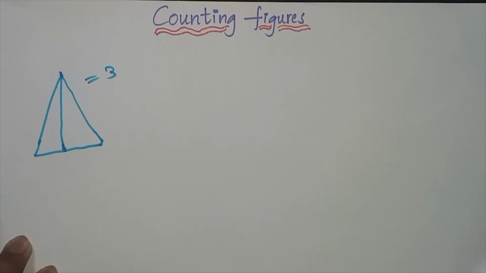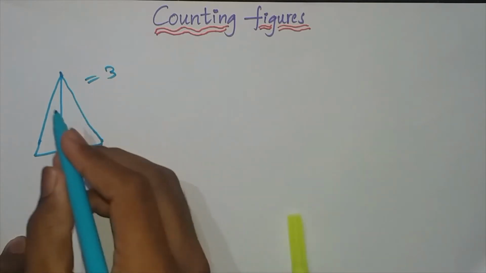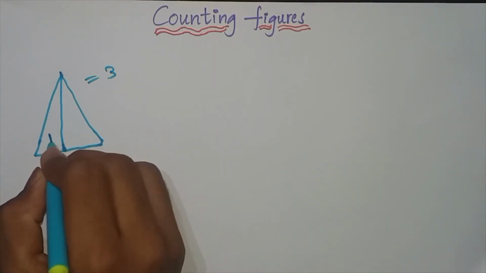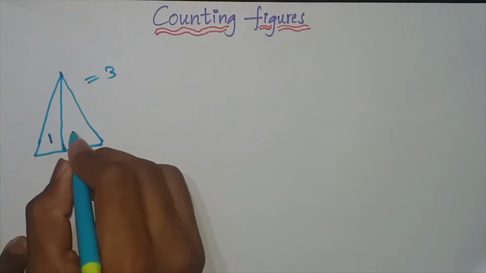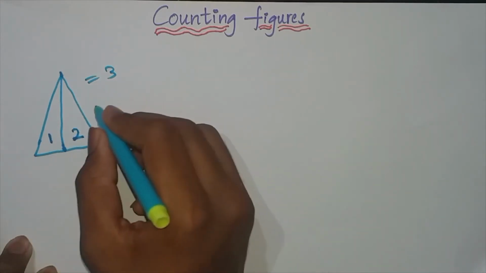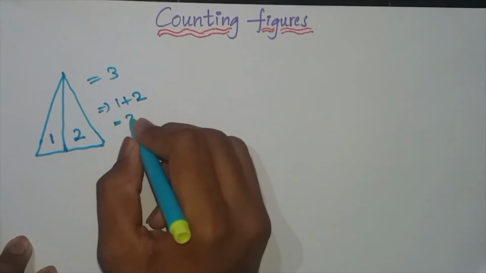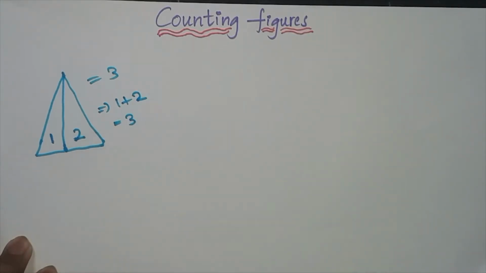For easy questions this is an easy way, but when big questions are given, it will take so much time and we may lose many questions. So when the question is given, for every part you write natural numbers. This is the first part and this is the second part. Add these two natural numbers: 1 plus 2 equals 3. So there are three triangles in this question.